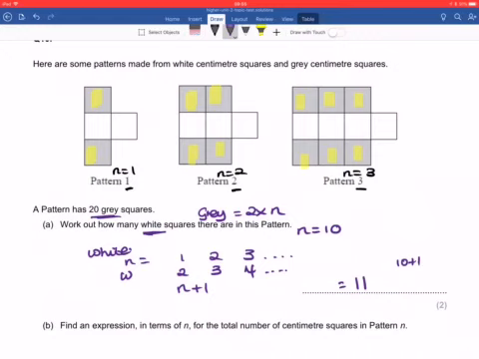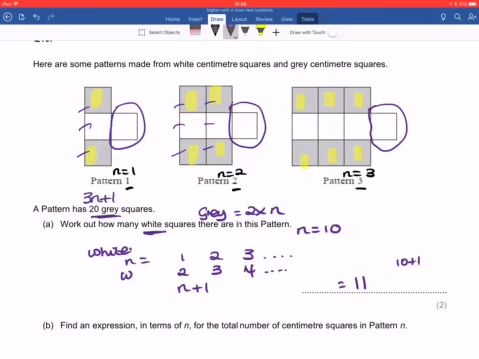Okay, find an expression for the total number of centimetre squares in pattern n. If I look at them all together, can you see that this little one stands on its own on the end? So whatever the sequence is, I'm always adding 1 to it. So in total, I've got 3 squares plus 1 for pattern number 1. I've got 6 squares plus 1 for pattern 2. So that's 3n plus 1.